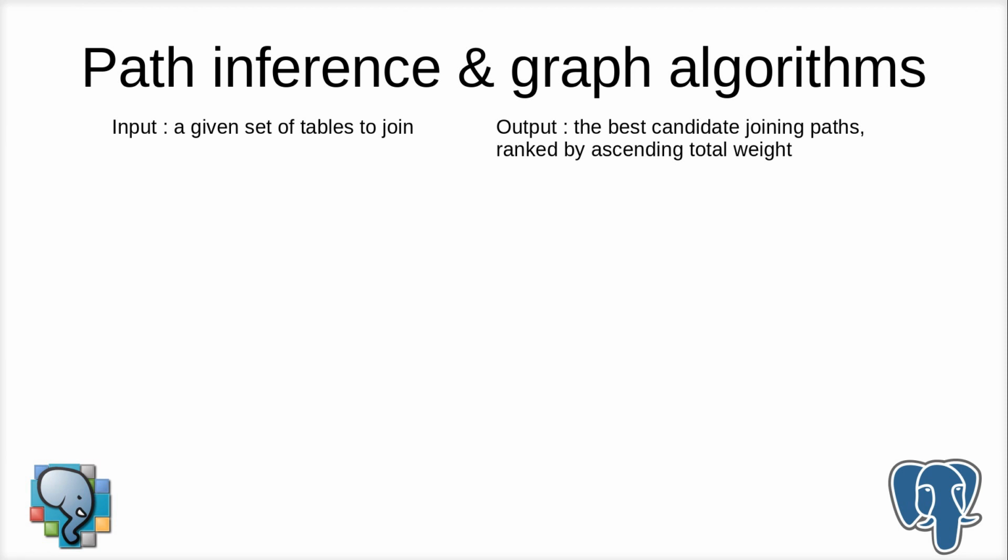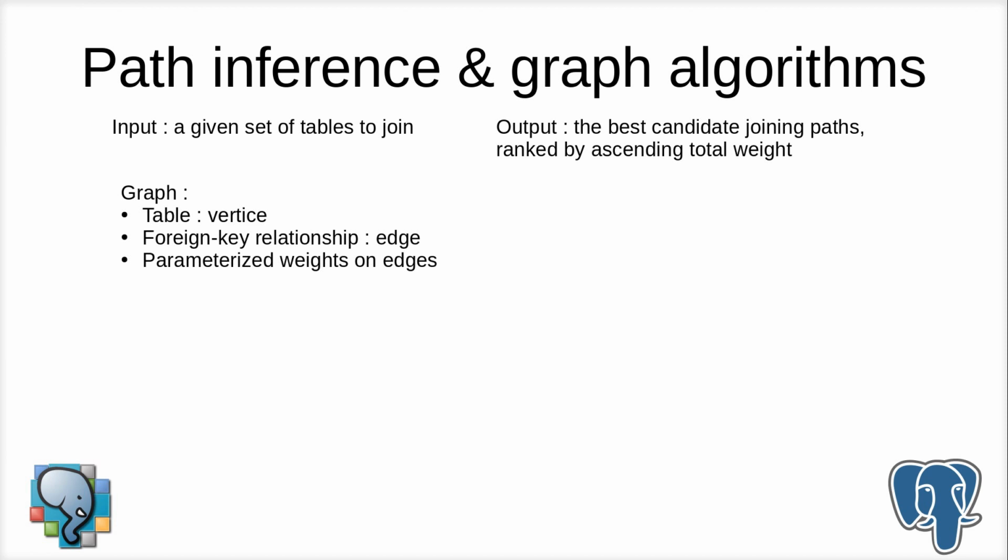But first, some notions about graphs. The graph is already there with PG Modeler and our topic, quite ready to go. The tables are vertices. Foreign key relationships represent edges. And we add to that weights on edges, which can be parameterized at will. We'll see that also.